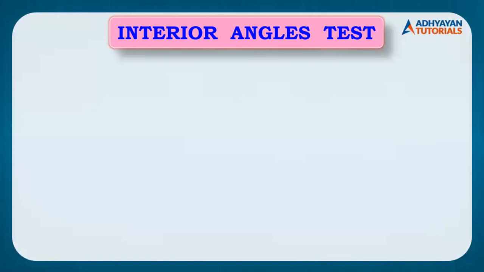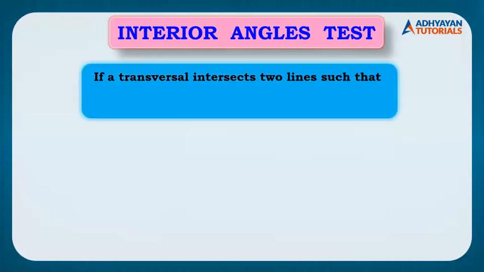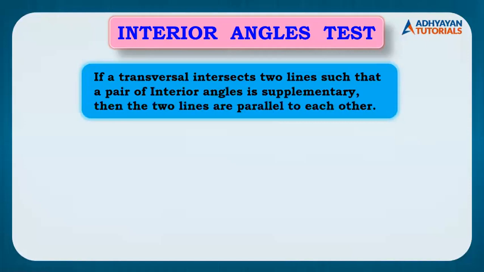Here you make a common mistake. You say if the interior angles are congruent, but it should not be that way. If the interior angles are supplementary, such that a pair of interior angles is supplementary, then the two lines will be parallel to each other. I hope everybody knows the meaning of the word supplementary. The sum of two angles has to be 180.